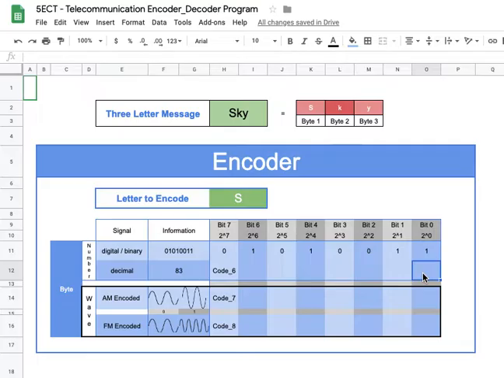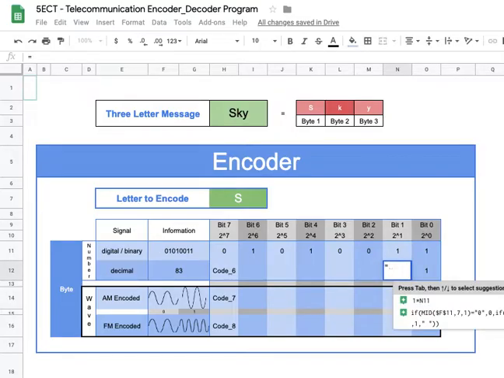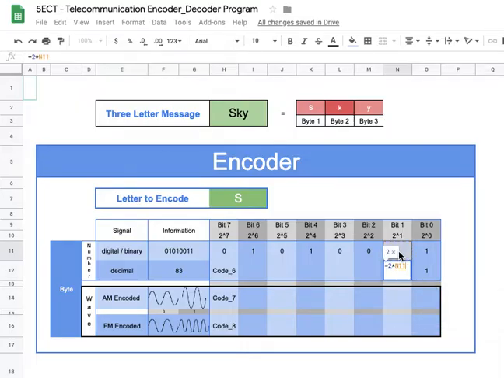So I'm going to start over in O12. This is the ones column. So I'm going to say equals 1 times the number up here, 1. 1 times 1, we have a 1. Now we have a 2 here, but in decimal form, we write that, of course, differently. So I'm going to say 2 times this number up here.